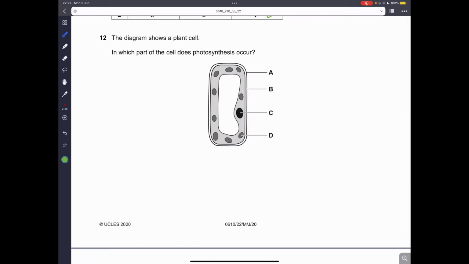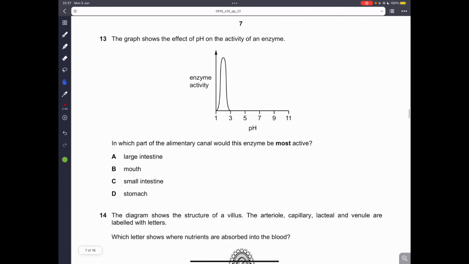Question 12. The diagram shows a plant cell. In which part of the cell does photosynthesis occur? The part where photosynthesis occurs is basically the chloroplast, and that is where they synthesize the carbohydrates, or basically glucose, as you might have known. So the chloroplast is D, so D is the correct answer.